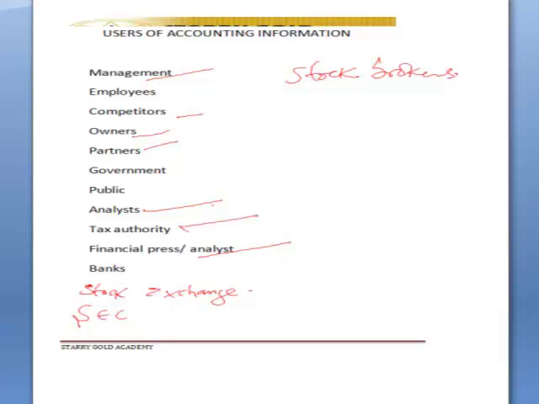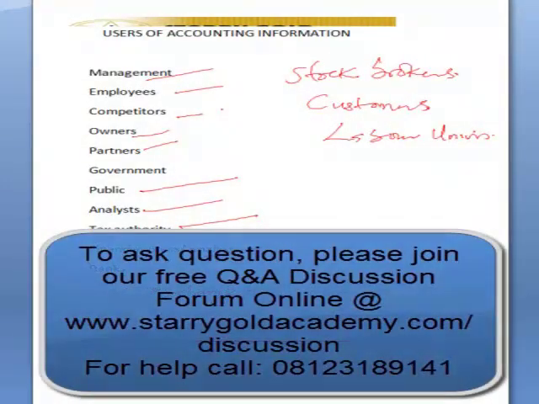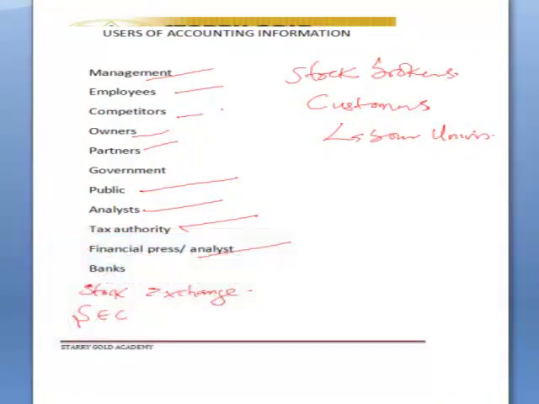The public are classified under groups. So we have the public, we have customers. We have labor unions. That's under the public that are interested. Labor unions are also interested in the financial statement of a company, and employees also find their way here. They want to know if they are properly remunerated, considering the financial returns of the company in question.